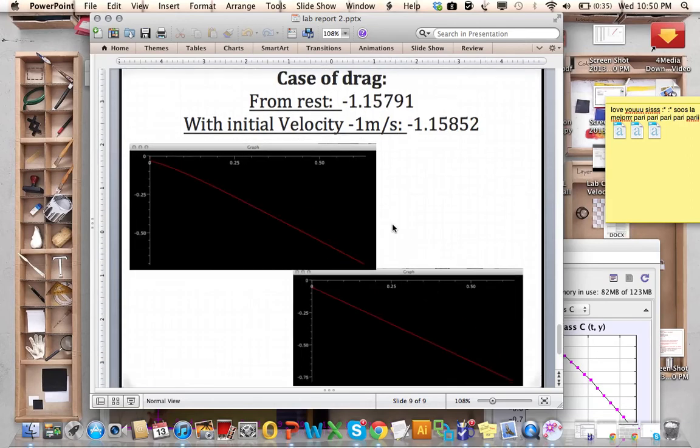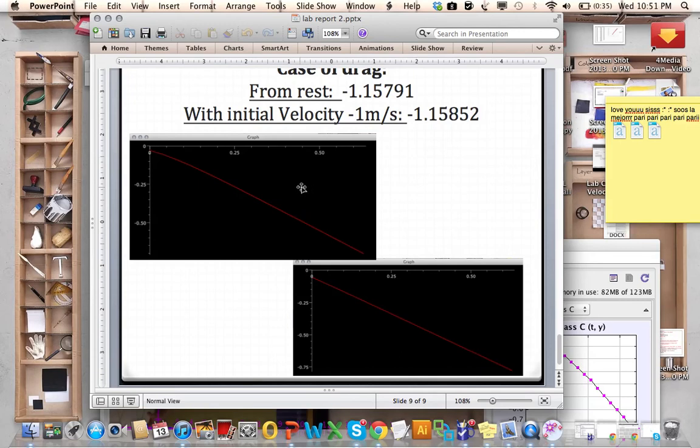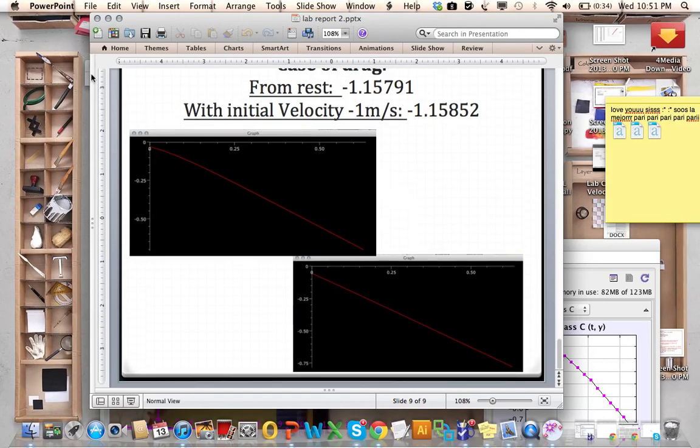And now again, with our case with the drag included, we have from rest negative 1.15791, and with initial velocity of negative 1, our final velocity is negative 1.15852. And here the difference is a lot bigger, because you can see this one is slightly parabolic and then becomes constant. But this one looks like it's constant all the way, and it only changes 0.15 seconds. Thank you so much. This was my lab.